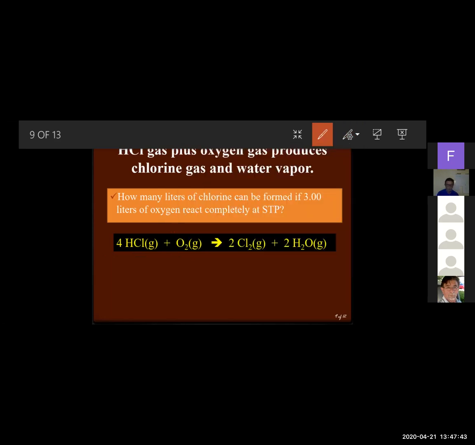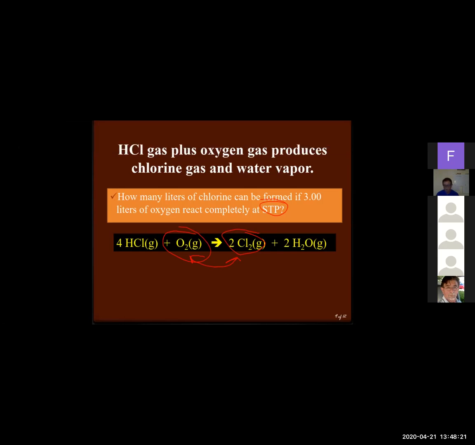So here, they're asking you how many liters of chlorine can be formed if you have 3 liters of oxygen at STP. So how many moles of chlorine can be formed if it reacts with 3 liters of oxygen? We're only concerned about these two, oxygen and chlorine. Plus, we're at STP, so that 22.4 liters per mole could be used here. Okay, let's set it up.